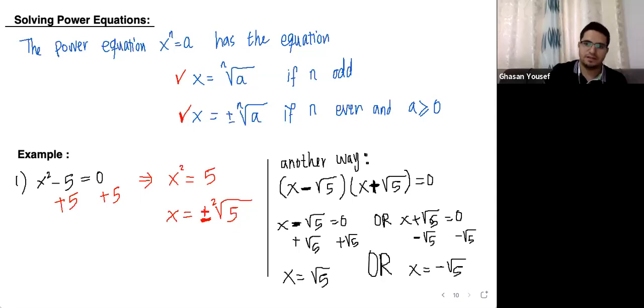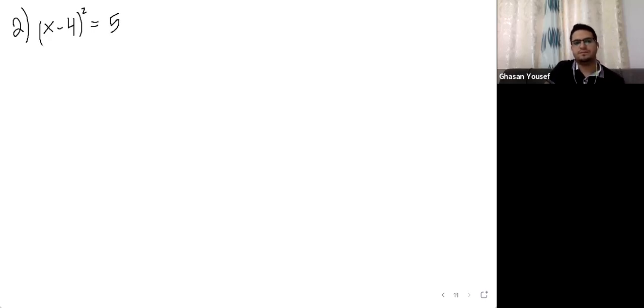Now, example number 2. If I have x minus 4, everything squared, equal 5. How can I solve this one?